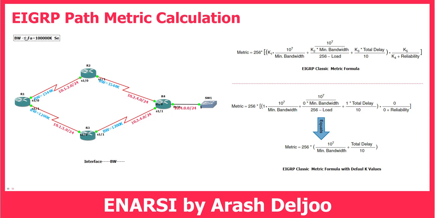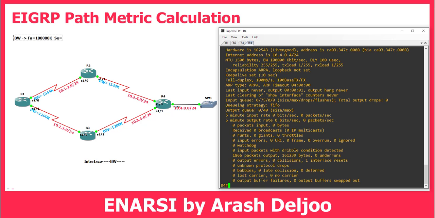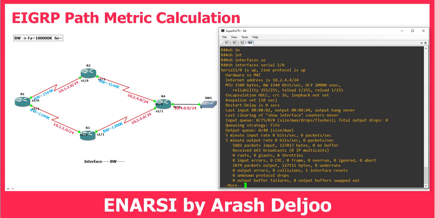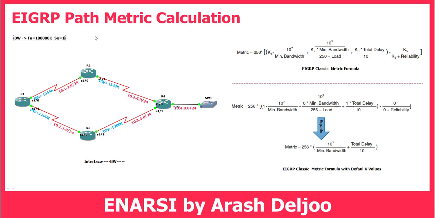About the FastEthernet, we have 100,000 kilobit per second, which means 100 megabit per second. And about the serial interface, let me show you the bandwidth of the serial interface. Show interface serial 1/0. As you can see, the bandwidth of the serial interface is 1544 kilobit per second, or 1.5 megabit per second. Let me write here 1544 kilobit per second.